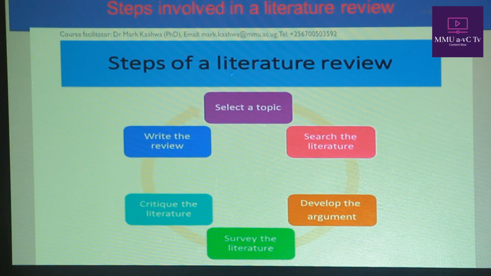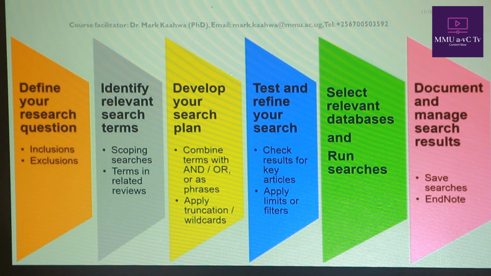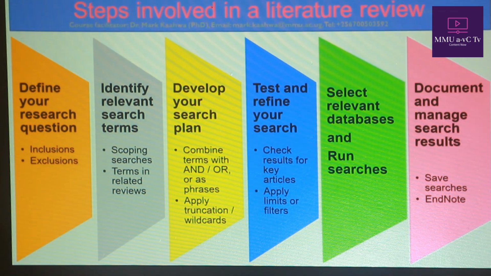Then you develop an argument. Now, developing an argument here, we are saying that you identify a focus, an aspect. For you, what do you want to address? Then you survey the literature. Then you critique the literature, and then you write the review. So those are simple steps when it comes to a literature review.